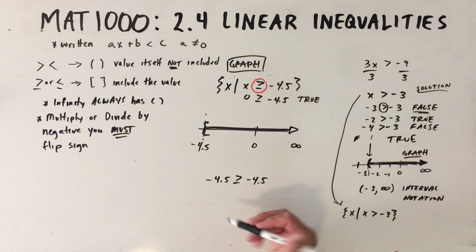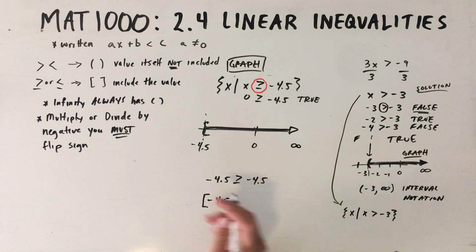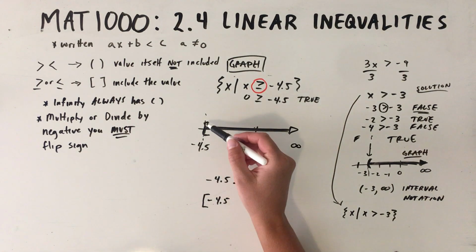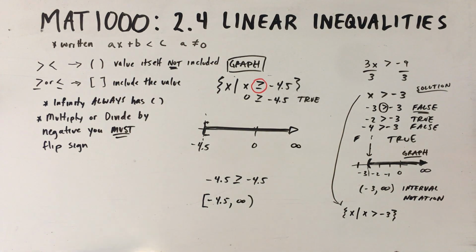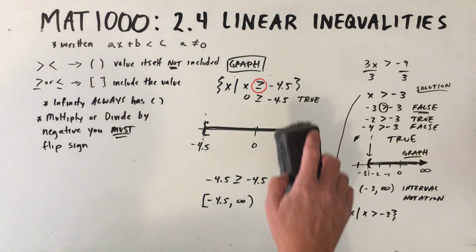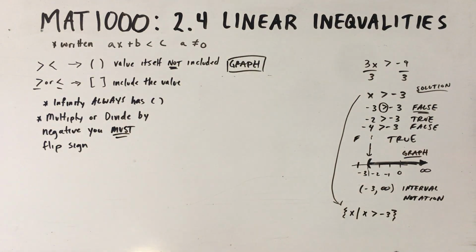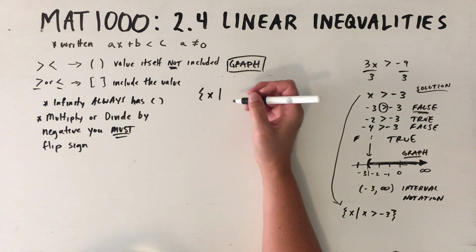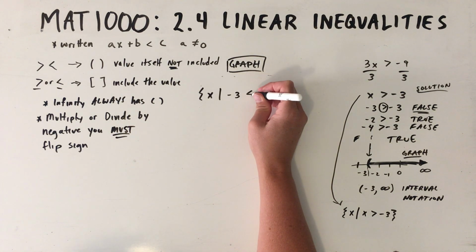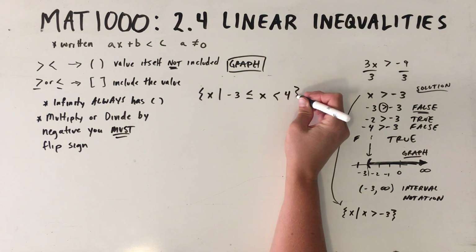If I were to take this and put it in interval notation, I would say start at negative 4.5, again reading the graph from left to right, include negative 4.5 and go all the way to infinity, but do not include it. Okay, we're going to do a few more problems here. A little bit of a compound inequality where there are more parts. X is such that negative 3 is less than or equal to x, and it's less than 4. So it fits both of these parameters.